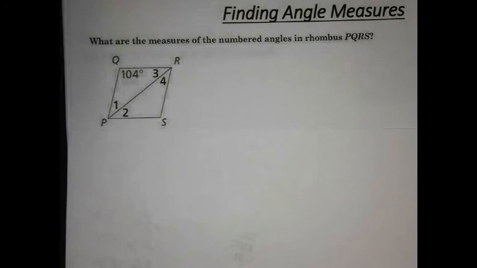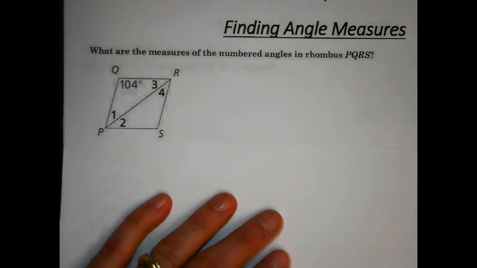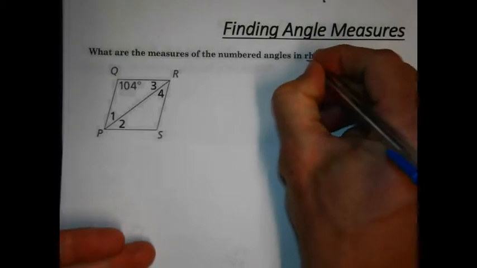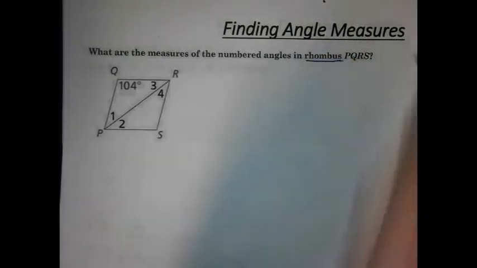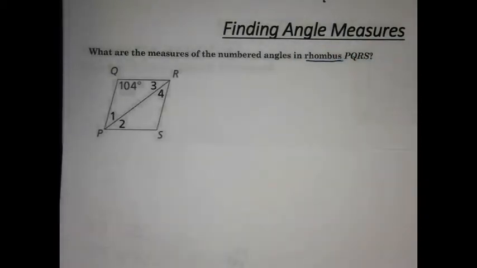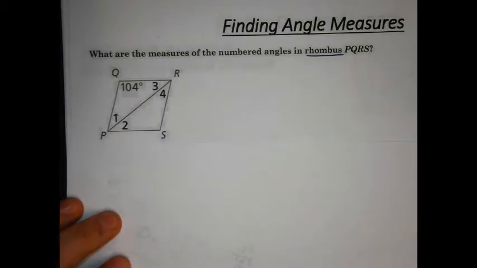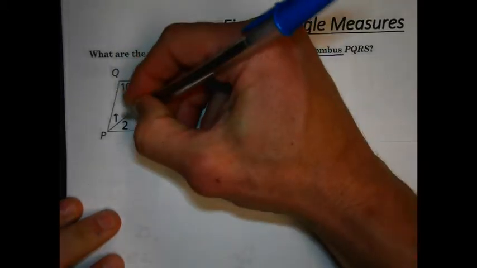So now we're going to figure out what are the numbered angles in rhombus PQRS. And once again, we got to read carefully. This says rhombus, so it's giving us a whole bunch of information. Now, this one gets kind of tricky here because with these four, 1, 2, 3, 4, we know that 1 and 2 are congruent and 3 and 4 are congruent to each other.